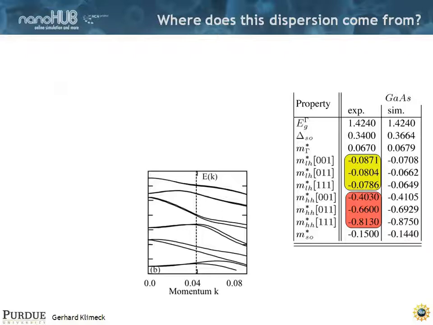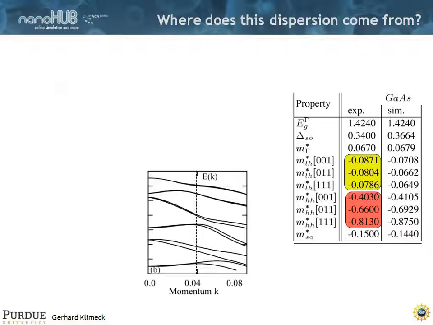But boy, look at this heavy hole. In the 001 direction, the effective mass is 0.4. In the 110 direction, it's 0.8. A factor of 2 difference.